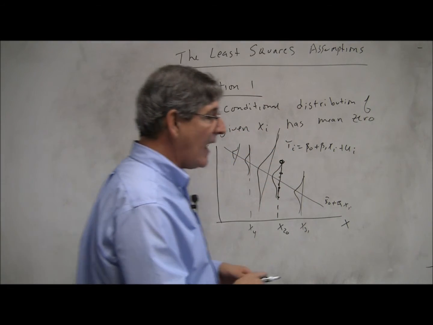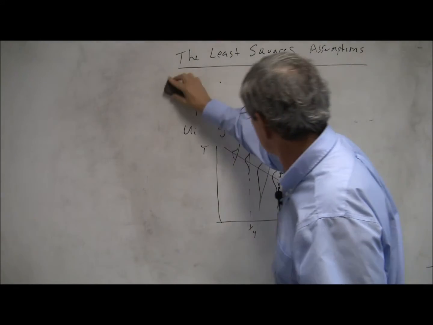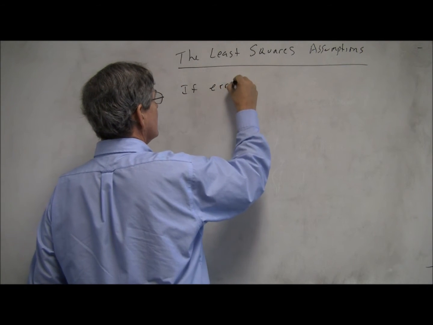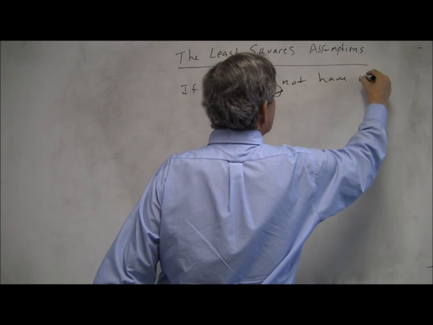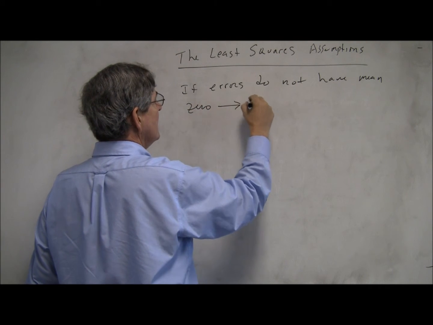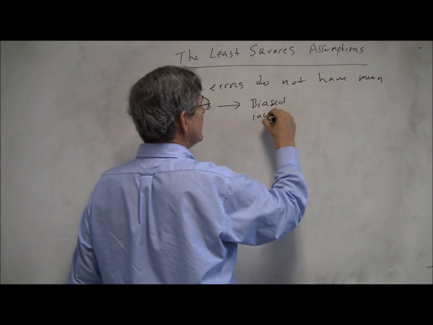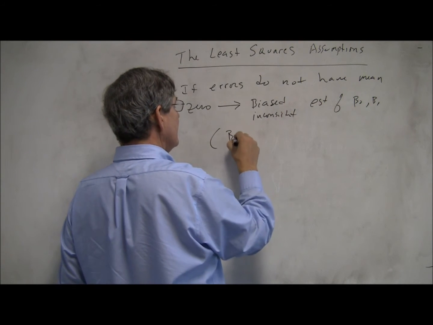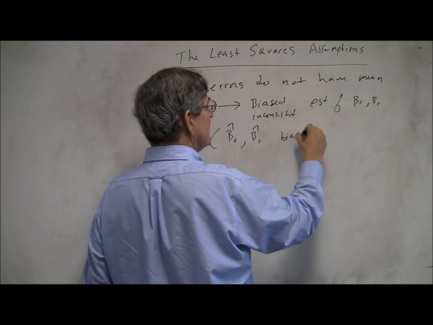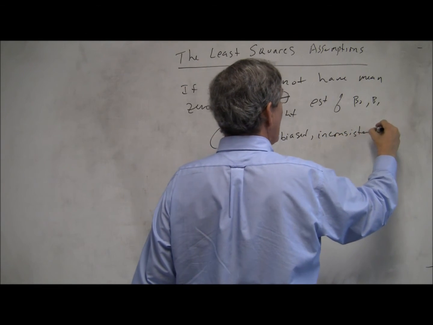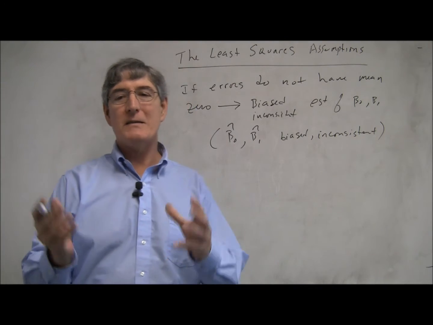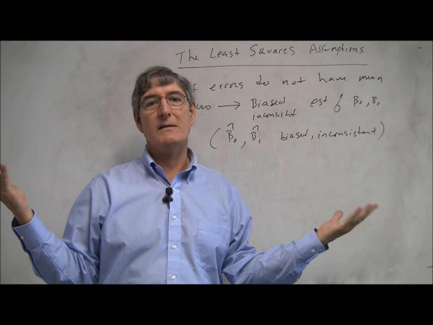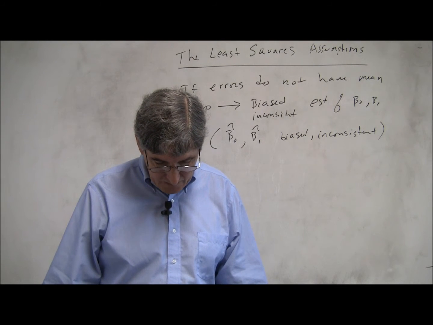Okay? If that's violated, then what happens is your constant will be biased. So if errors do not have mean 0, you get biased and inconsistent, in general, estimates of beta naught and beta 1. That is, beta naught hat and beta 1 hat are biased and inconsistent. And so that's something we want to avoid because we're trying to learn the truth about the world. So we want our estimator to be correct on average. If it's wrong on average, or wrong if we let the sample size go to infinity, then it's going to give us the wrong information about the world, and that's not something we want to do.